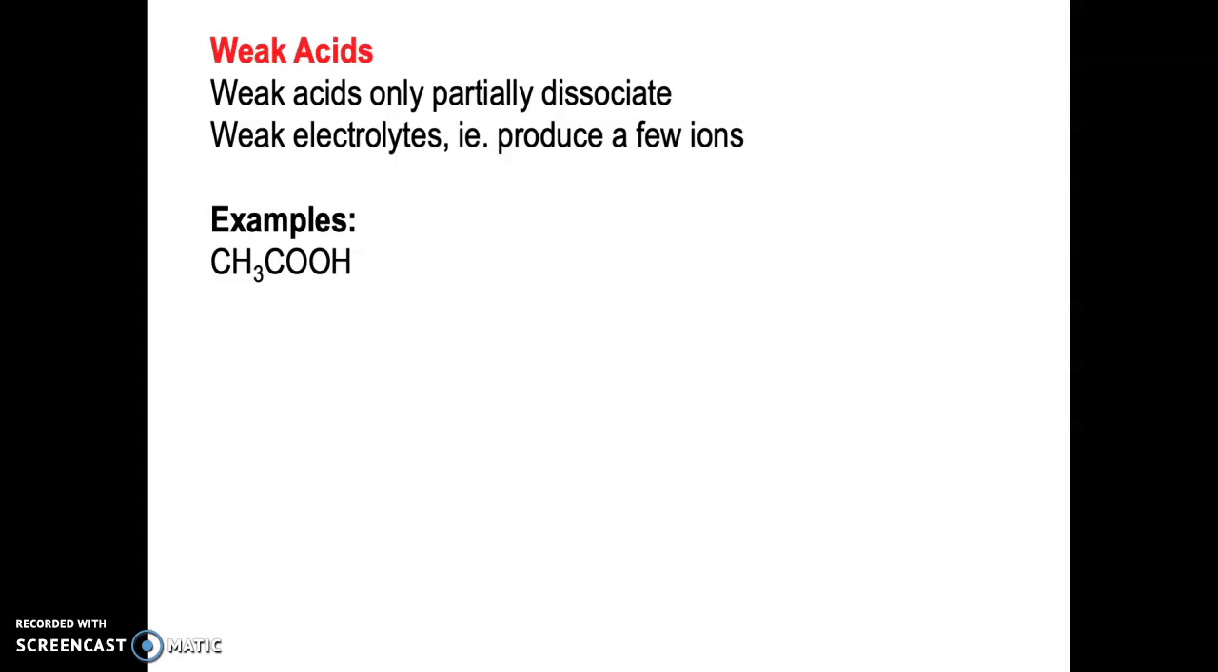And in later concept, what that also indicates is that they're very poor electrical conductors, because you need ions to conduct, and if you've only got a few ions, then you're not going to be a very good conductor. That'll come up in a video later on. So a good example of a weak acid is our classic ethanoic acid. So let's look at ethanoic acid.